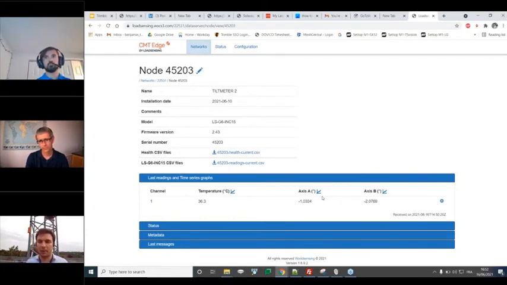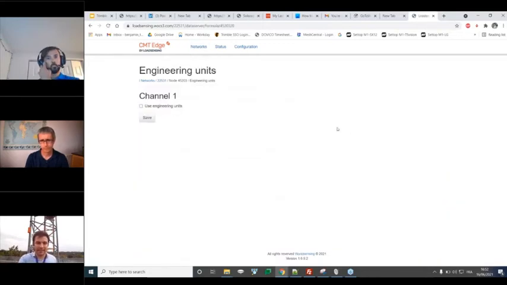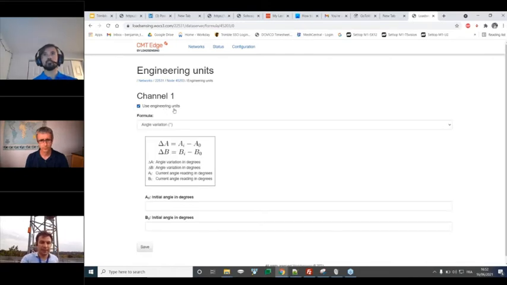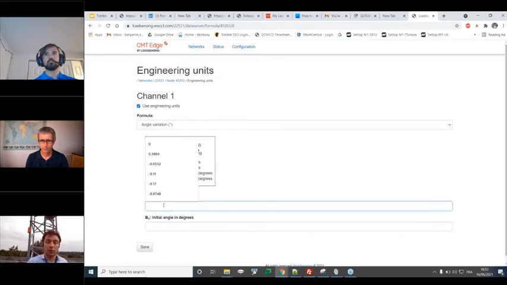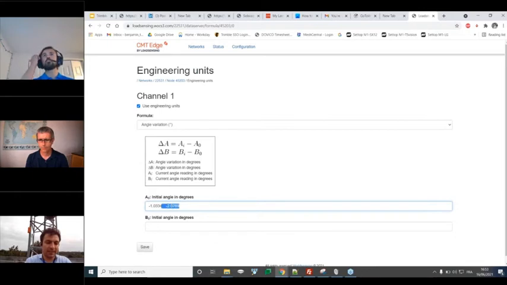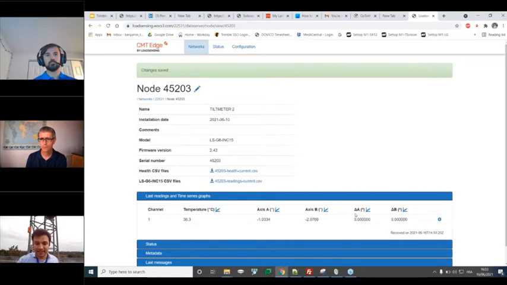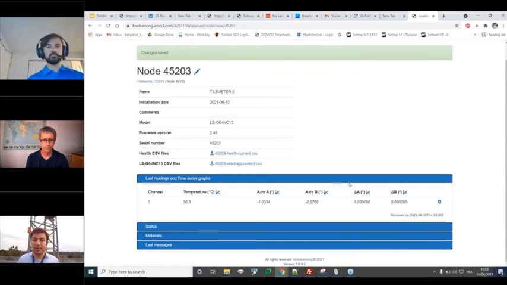Now you have to configure the offset. For example, I can say this tilt meter I install now, this is the zero value, and now I want to monitor what the orientation will be from now on. So I select this wheel. I have to use engineering units, angle variation, and here is the offset I will apply to the data. So you don't apply the offset on T4D, you apply the offset directly on the gateway side. And now I save it. As you can see, the delta A and the delta B right now are zero. It means it's my reference measurement. So now it's configured, basically.